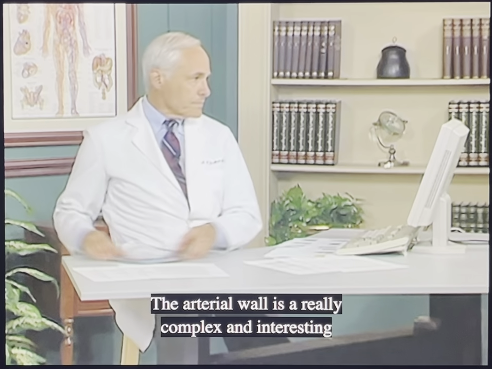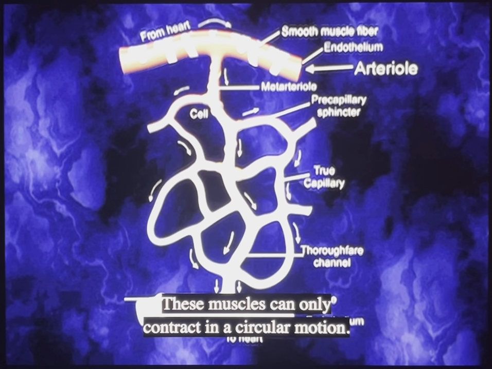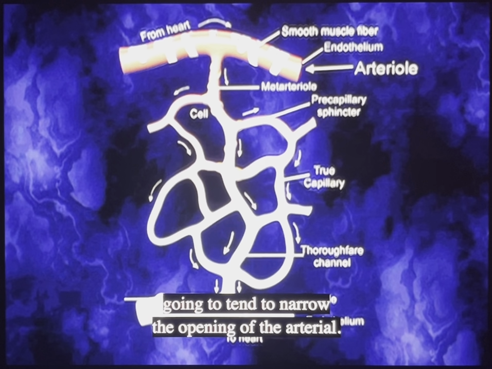The arterial wall is a really complex and interesting structure. If you look at this diagram now, we've gone all the way back down to the arteriole. Again, this can be seen with the naked eye with some difficulty. And look how it's wrapped in circular muscles all the way down its course in very high concentration compared to, for example, the aorta, which hardly has any. These muscles can only contract in a circular motion. So when they're stimulated, they're going to tend to narrow the opening of the arteriole. They're going to decrease flow through this vessel.